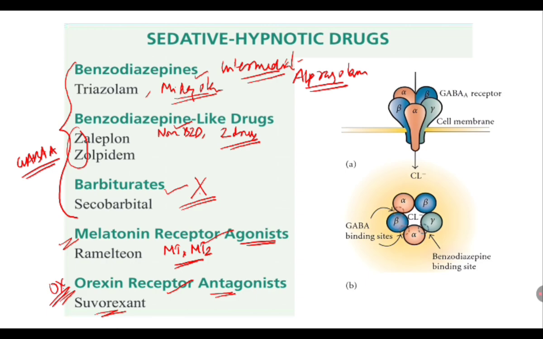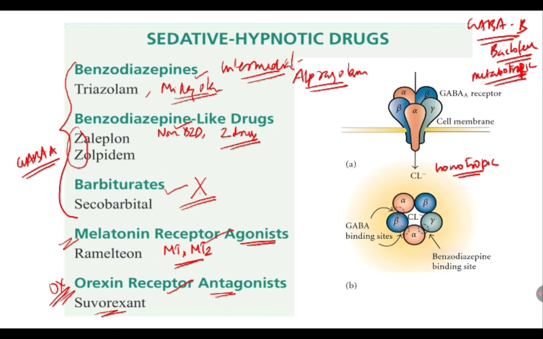This is the structure of a GABA A receptor, and it is an ionotropic receptor. This should be noted because there is also another GABA receptor, the GABA B receptor, on which the drug baclofen acts. GABA B is a metabotropic or G protein coupled receptor. Coming back to the GABA A receptor, it consists of 5 subunits.